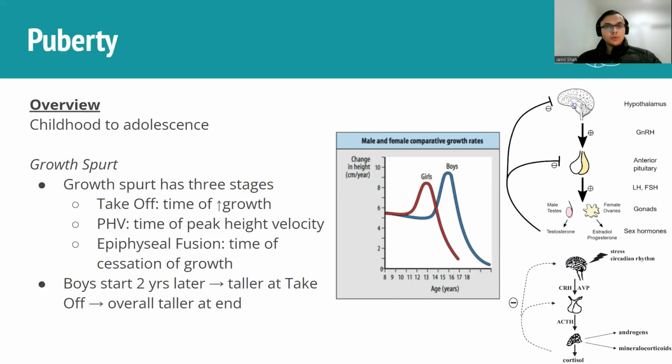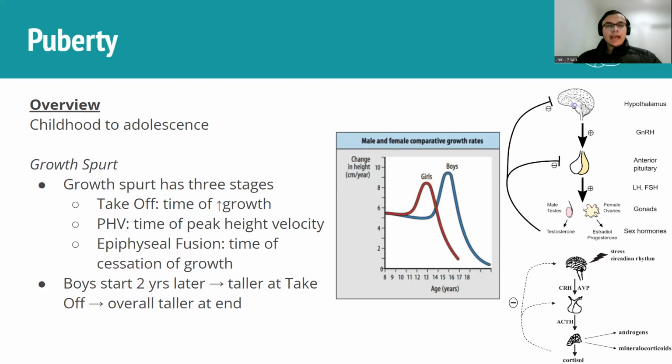There's the takeoff, which is the time of maximum growth. Then there's the PHV, or time of peak height velocity. And then finally, epiphyseal fusion, where you have those growth plates fusing over and then growth sort of ceasing at that point in time in terms of height.